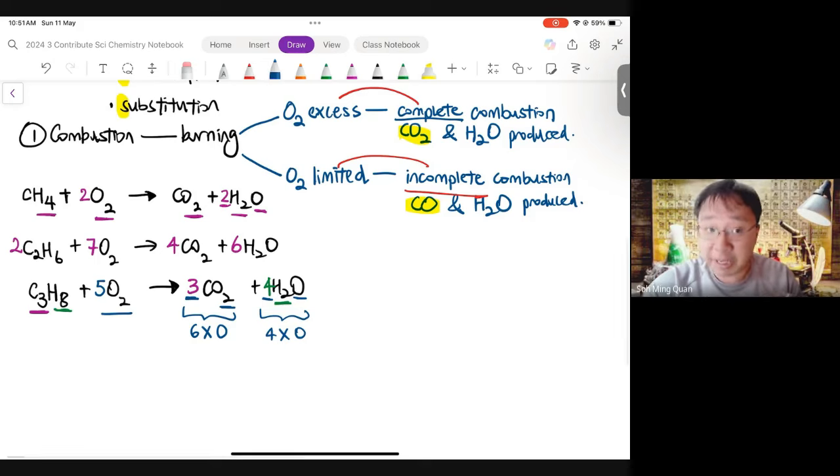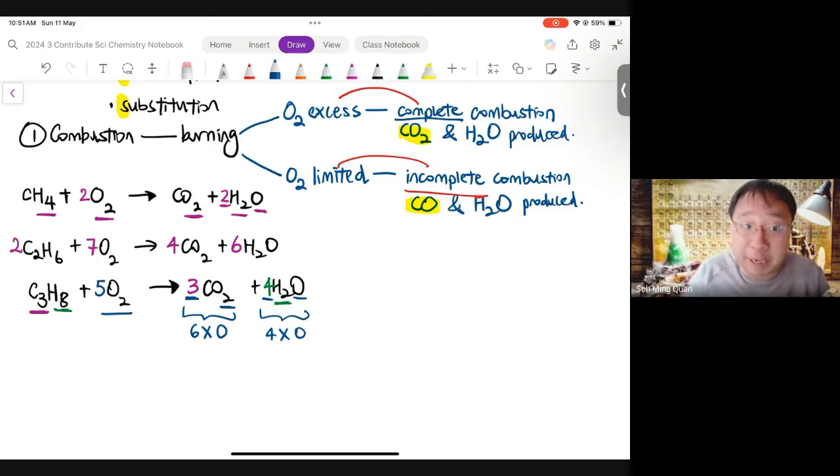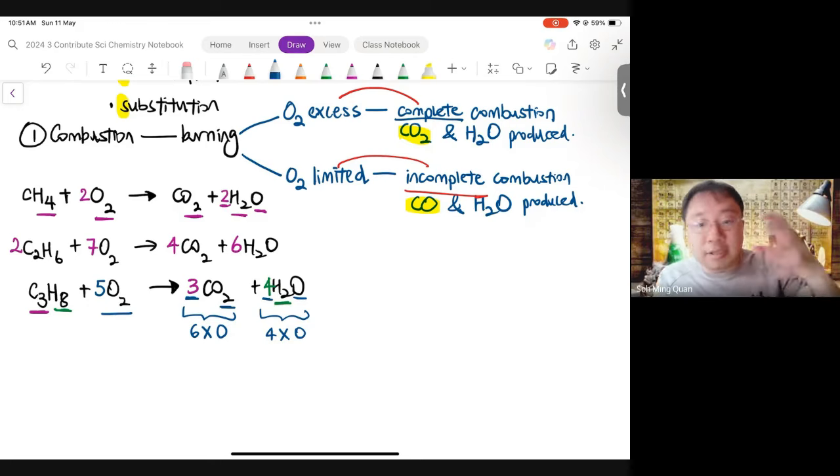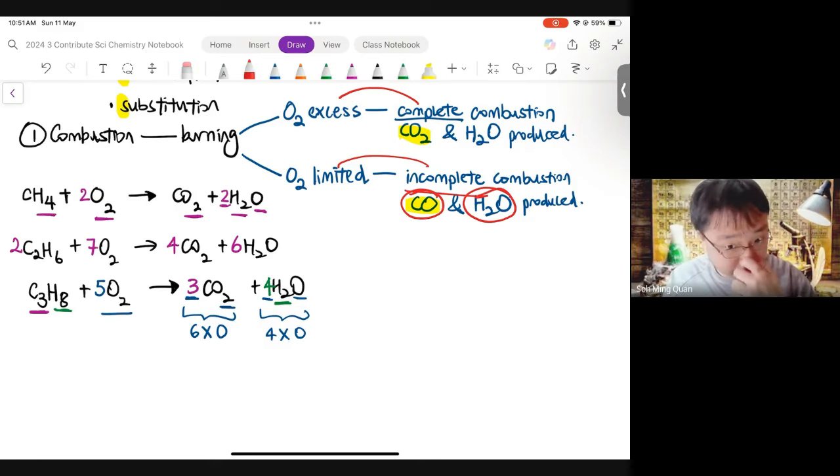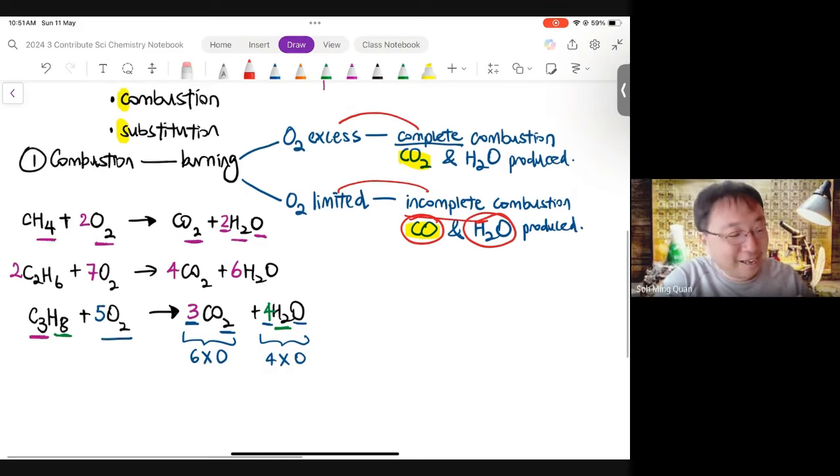Okay, so that completes combustion. So what do you need to know from combustion? You need to know there's complete and incomplete combustion. You need to know what are the products formed. You need to know how to balance the equation for complete combustion. You will not be asked to balance the equation for incomplete combustion usually. So you just need to know the complete combustion, how to write the equation. For incomplete combustion, all you need to know is the products formed are different. Okay? So at this stage, we have finished combustion. Okay? So alkanes undergo combustion. The next one is substitution.